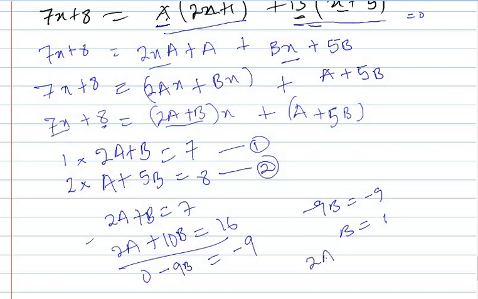So we have 2a plus b is equal to 7. We have 2a plus 1, since b is 1, is equal to 7. Then 2a is equal to 7 minus 1, all over 2.